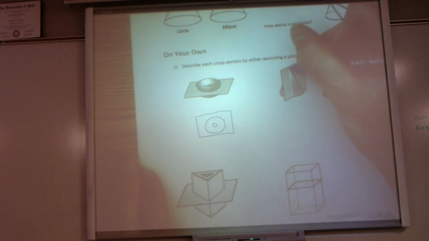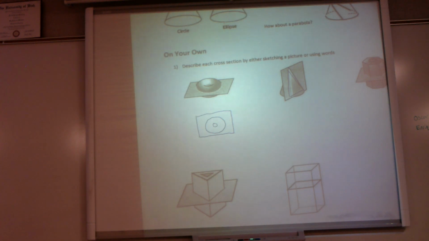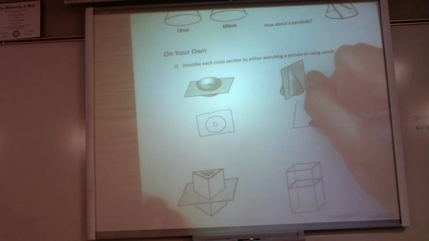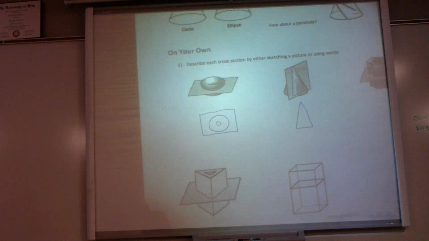Here we took a vertical cross-section of a cone, and you can see since it went straight through the very tip of the cone, that is going to make a triangle. Now, if it hadn't gone right through the tip, if it was a little more forward or back, it would have made a parabola. But since this one went right through that, we make a triangle.